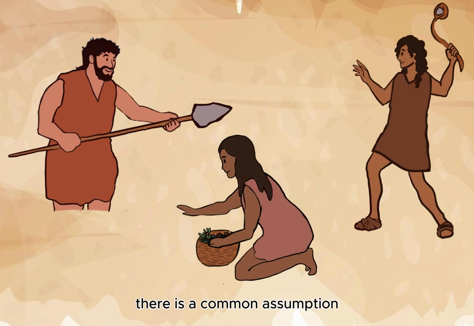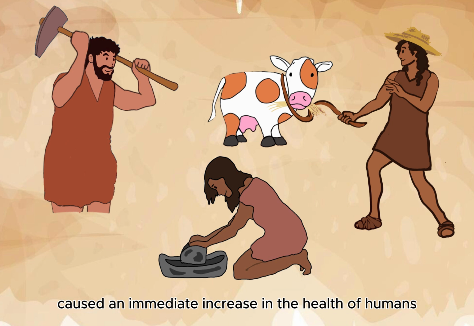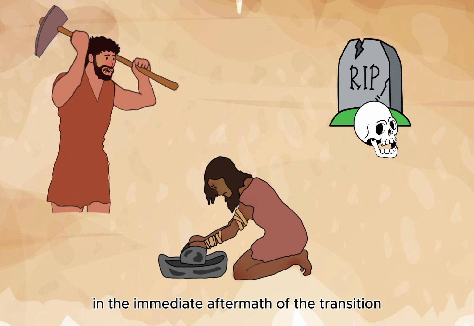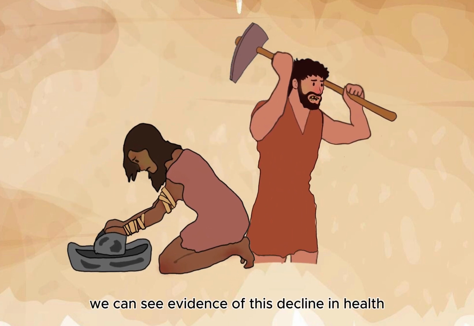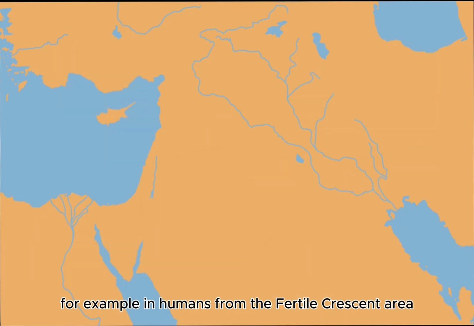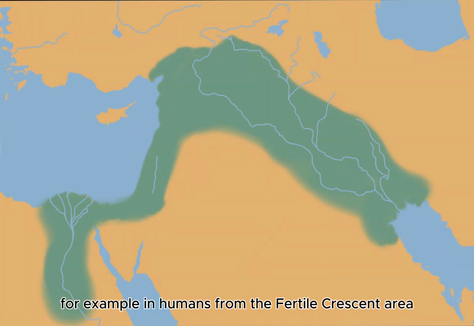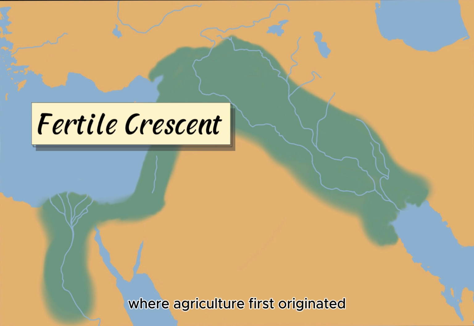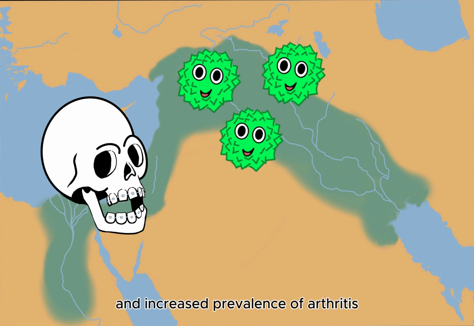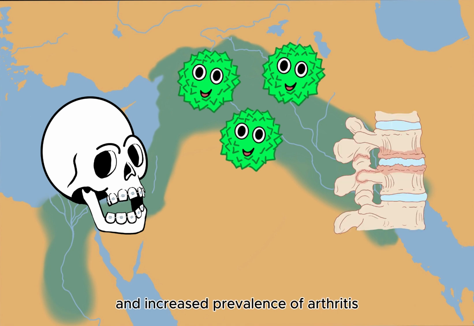There is a common assumption that the transition to agriculture during the Neolithic period caused an immediate increase in the health of humans. In actuality, health generally decreased in the immediate aftermath of the transition. We can see evidence of this decline in health by observing Neolithic skeletal remains. For example, in humans from the Fertile Crescent area, where agriculture first originated, we see dental issues, the evidence of infectious diseases, and increased prevalence of arthritis.